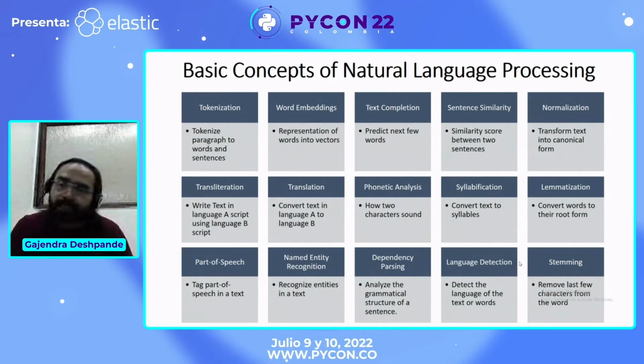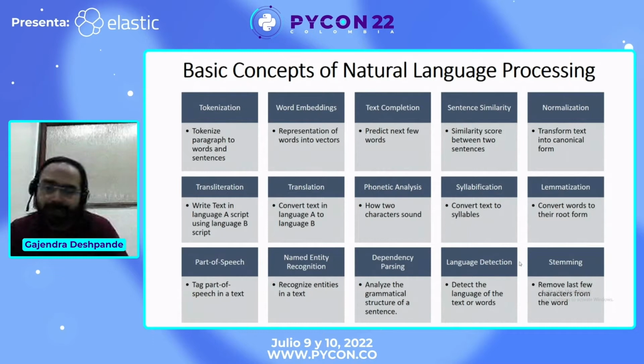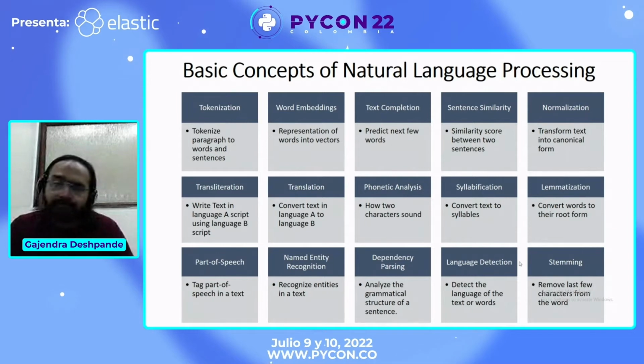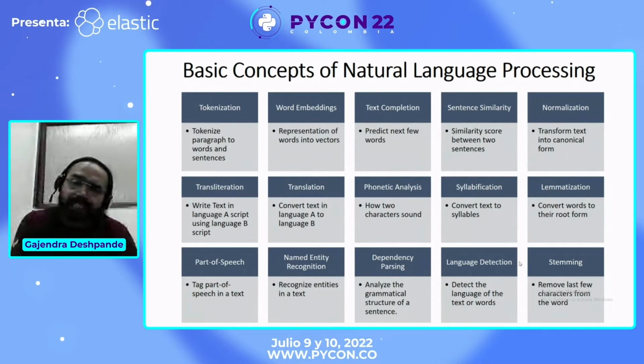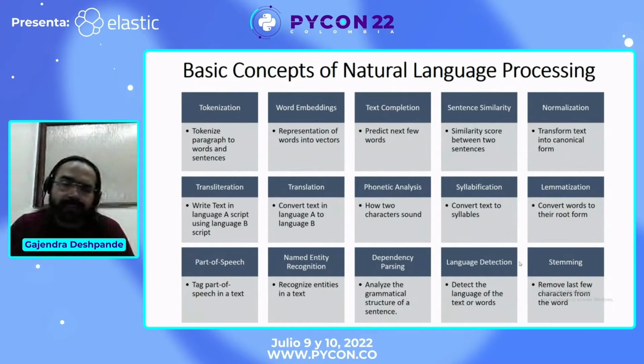Then in lemmatization, we convert words into their root form. In stemming, we just remove the last few characters from the word. So both are different, right? We may not get a proper word with stemming, but we get the accurate root word with lemmatization. Then in language detection, we try to detect the language of the text or words. Then in dependency parsing, we analyze the grammar of a sentence. Then in named entity recognition, we recognize the entity in the text. Is it a location or whatever? Based on that, we can try to identify the context.